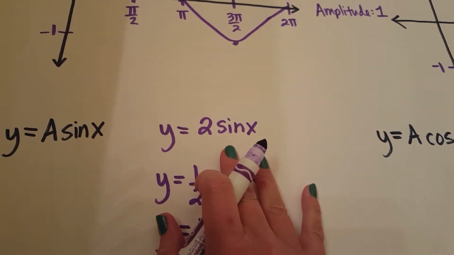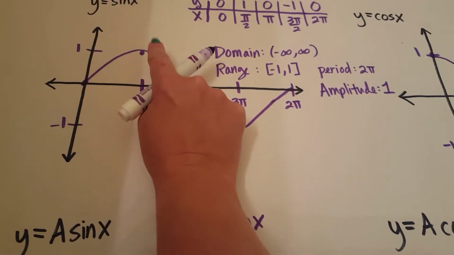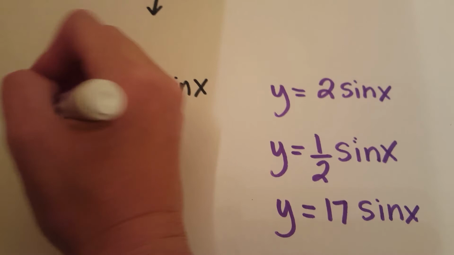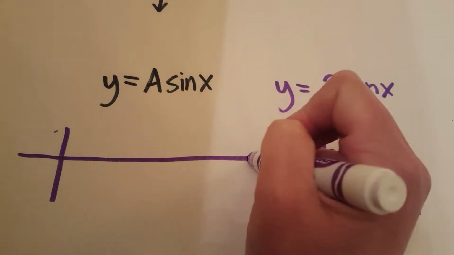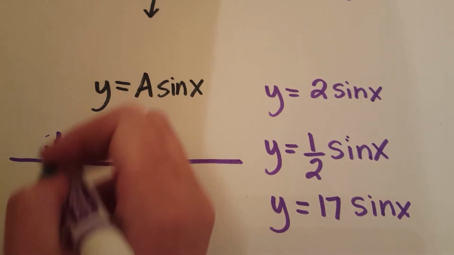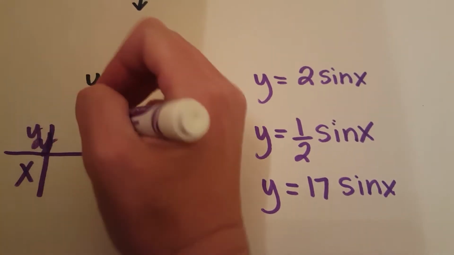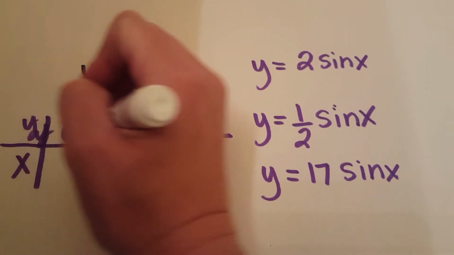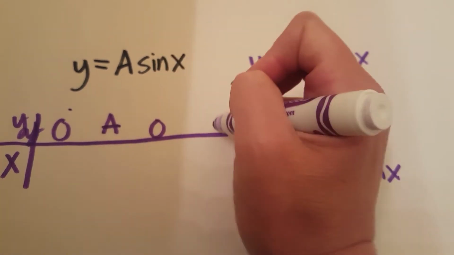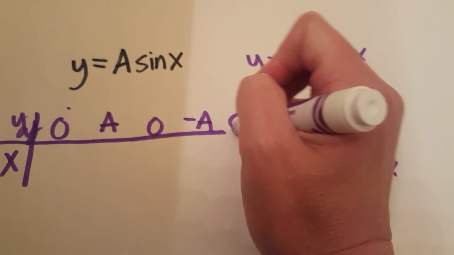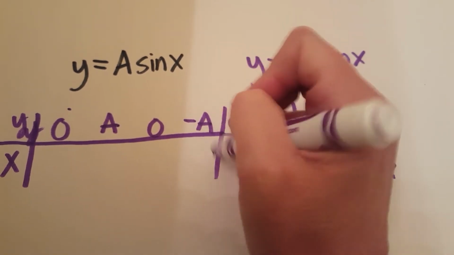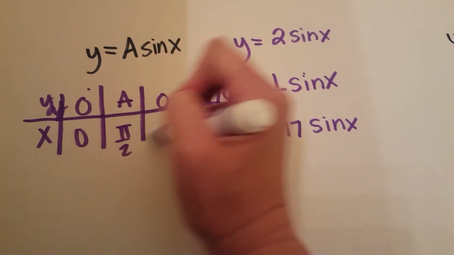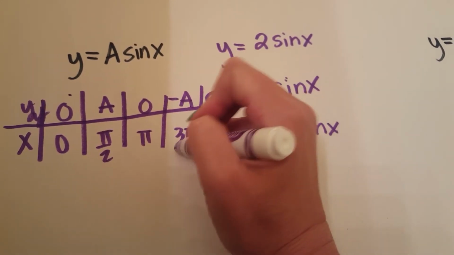So what that means then is instead of going from 0, 1, 0, negative 1, 0, what would happen down here, so I make some room. My y. Instead of going 0, 1, 0, negative 1, 0, it would go 0, a, 0, negative a, 0. I ran out of room. And the cut points, sorry, are 0, pi halves, pi, 3 pi halves, and 2 pi.